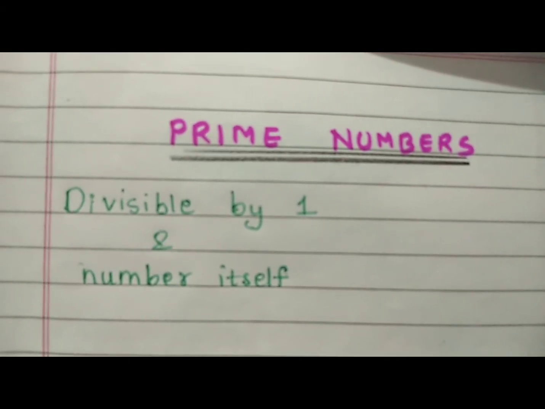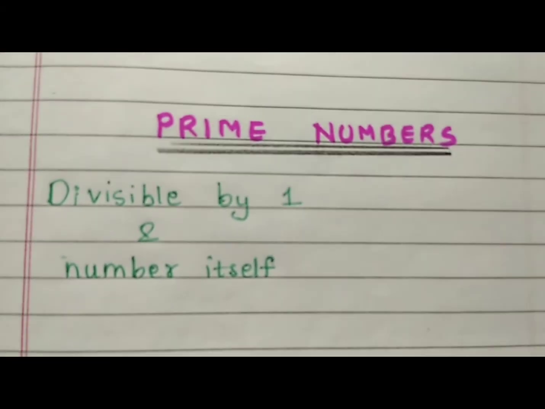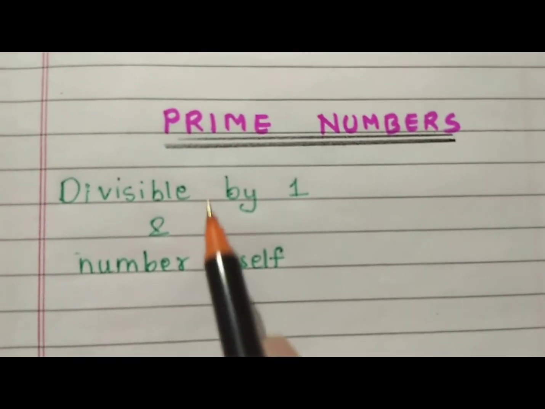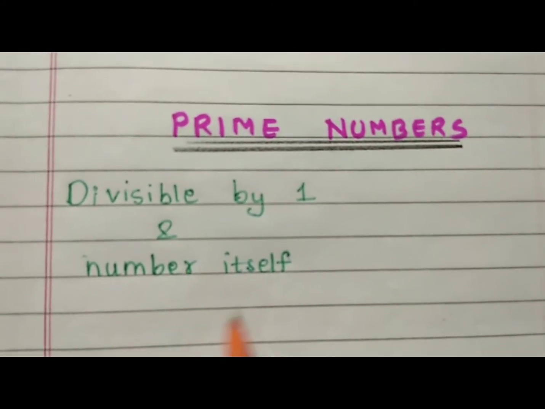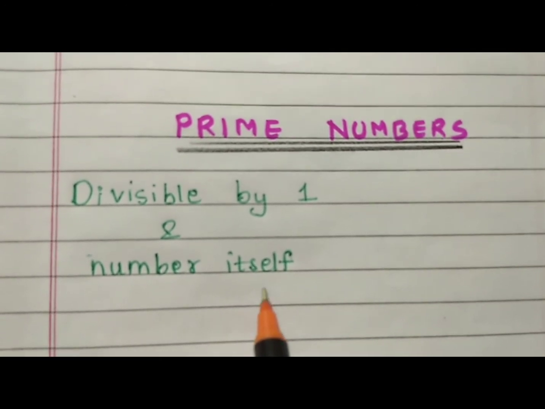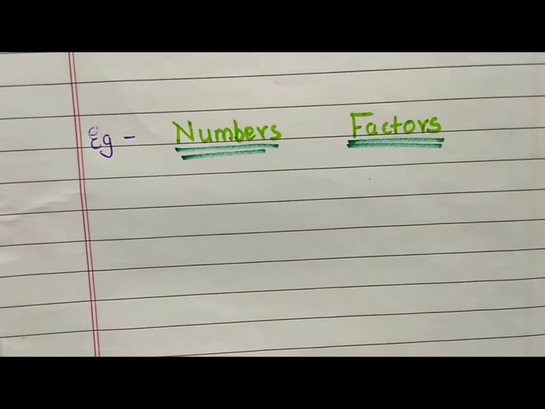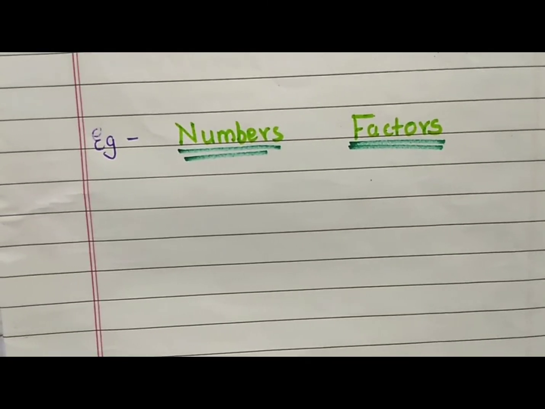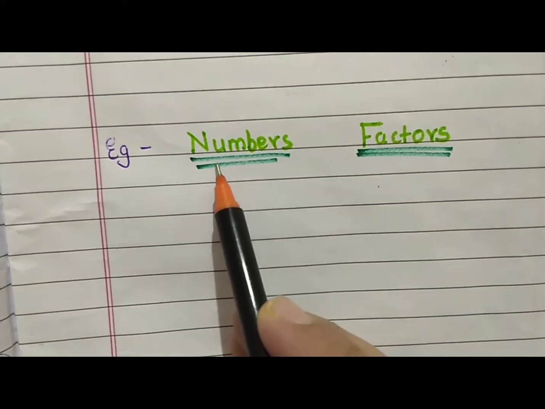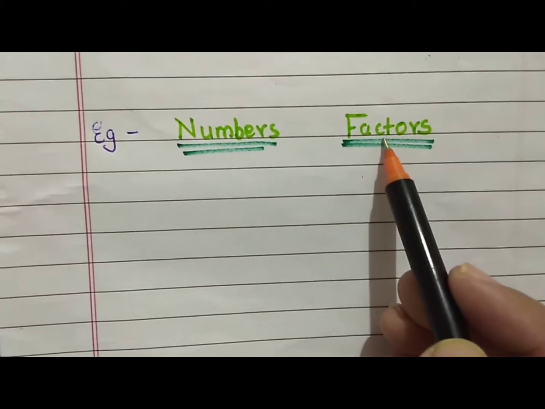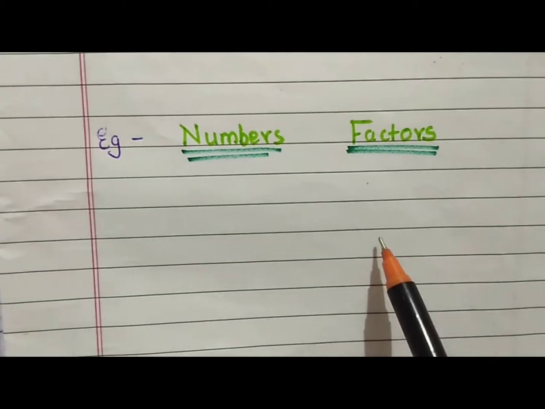We will learn what are prime numbers. Prime numbers are the numbers which are divisible by 1 and the number itself. Such numbers are called prime numbers. Let us see what are prime numbers. Now here I'll be writing few numbers, and on this side we'll be writing the factors of those numbers.